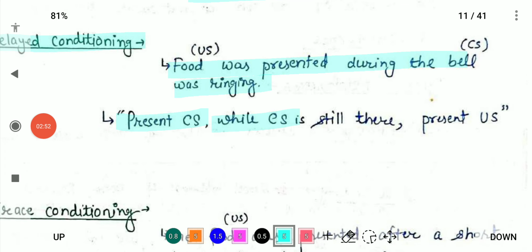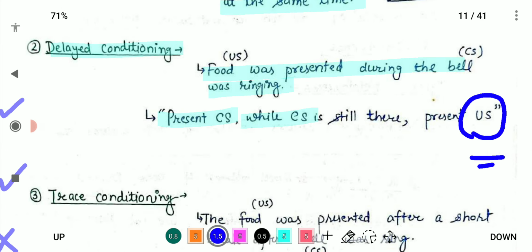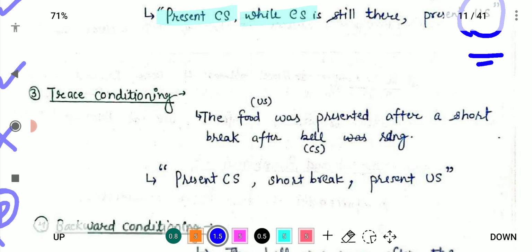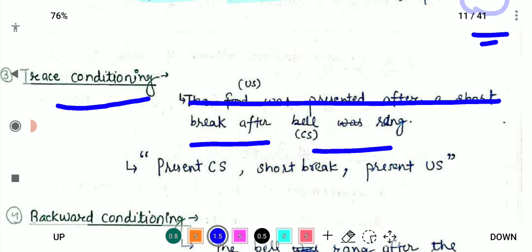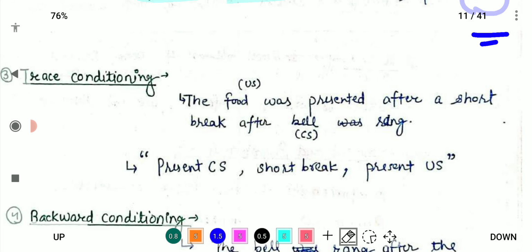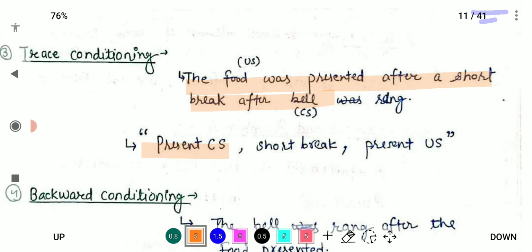CS refers to conditional stimulus. So present the conditional stimulus, and while the conditional stimulus is there, present the unconditional stimulus. Trace conditioning: the food was presented after a short break after the bell rings. The trace condition refers to what? The food was presented after a short break. Present the conditional stimulus, short break, then present the unconditional stimulus.